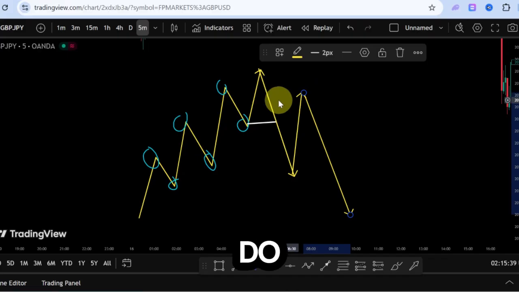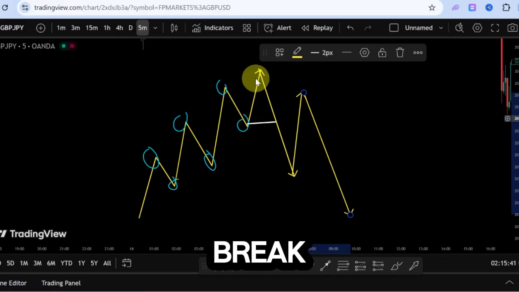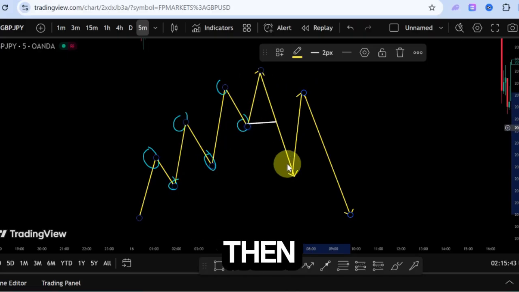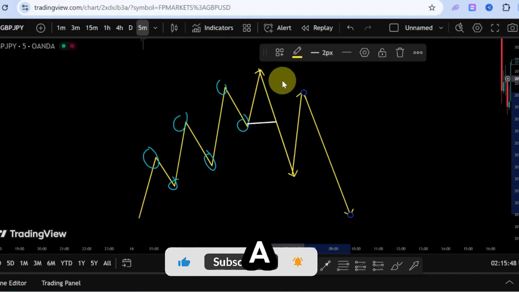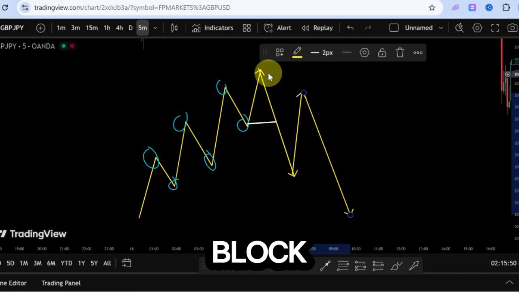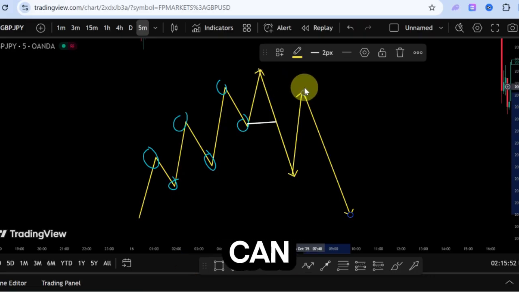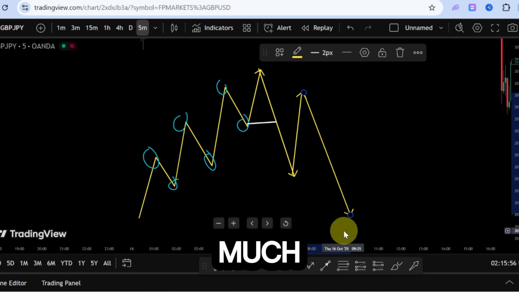So all we need to do is wait for price to break the previous higher low, then retrace to either a fair value gap or an order block. And when price does that, from there we can simply take our trade and sell. It is really very easy.